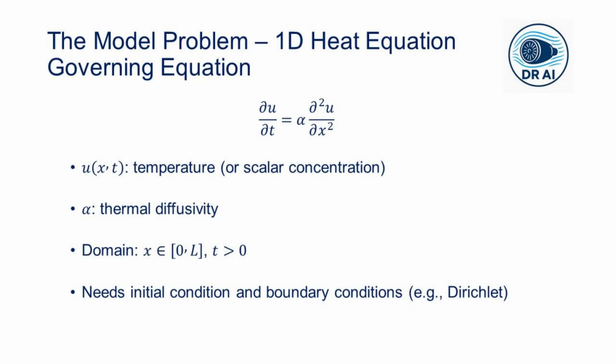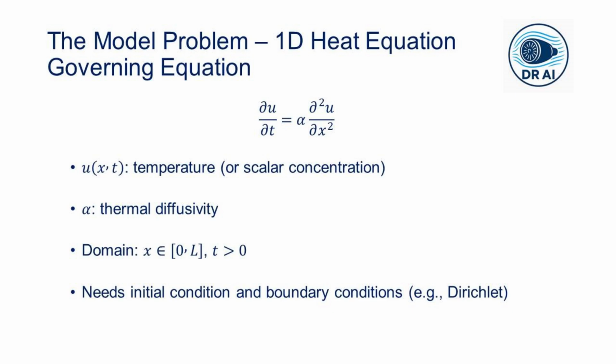The one-dimensional heat equation can be represented as partial u by partial t equals alpha times the second derivative of u with respect to x. Now, u is a function of x and t. It actually represents the temperature at position x and time t. The parameter alpha is the thermal diffusivity, a measure of how quickly heat spreads through the material.